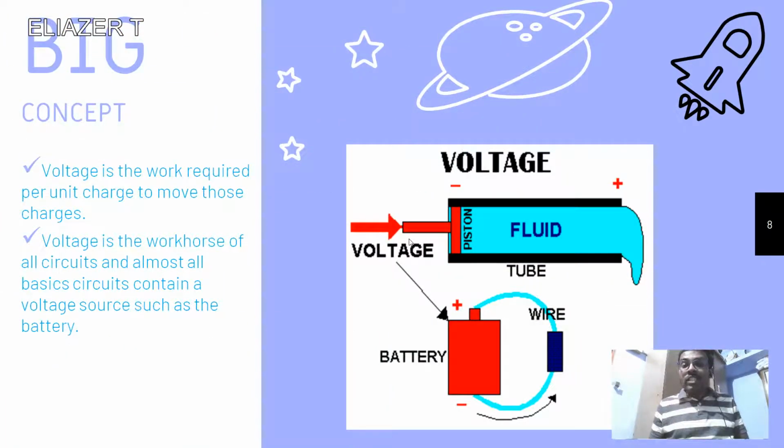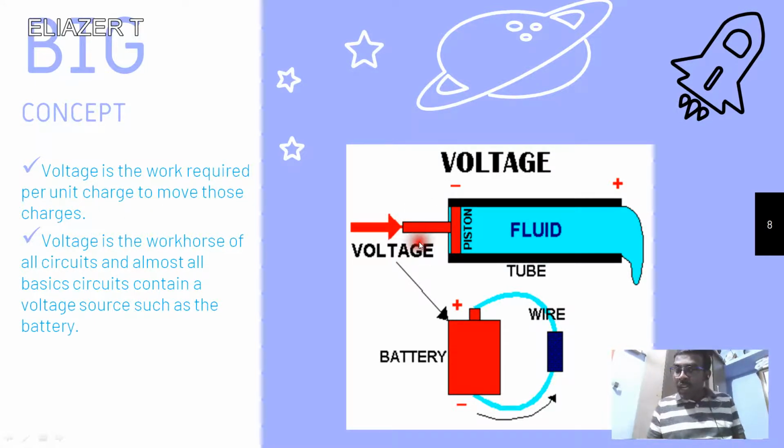Okay, so let me highlight the voltage with the help of this diagrammatic representation. Most people imagine voltage as a fluid. Fluid flow also happens with a pressure. Likewise, current will flow with the help of pressure called the voltage. Voltage is pressure. So voltage is the work required per unit charge to move those charges.